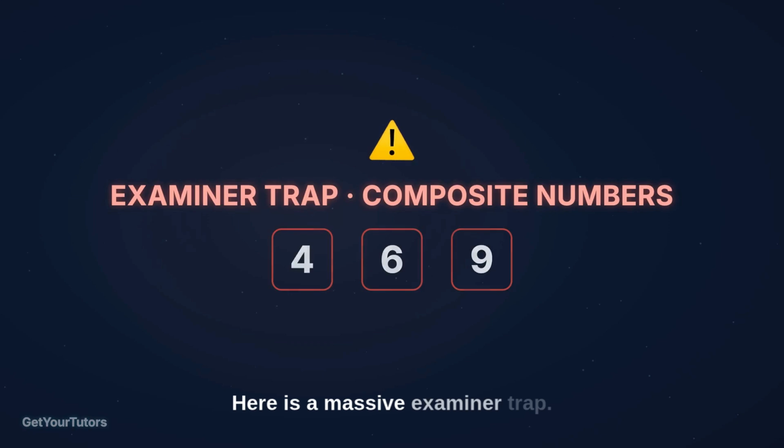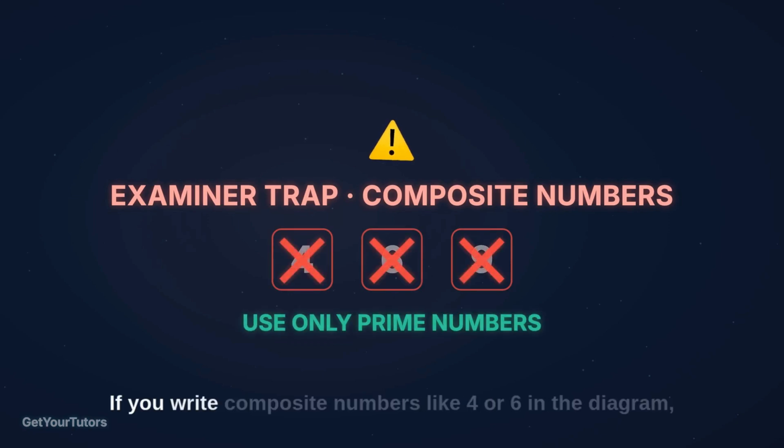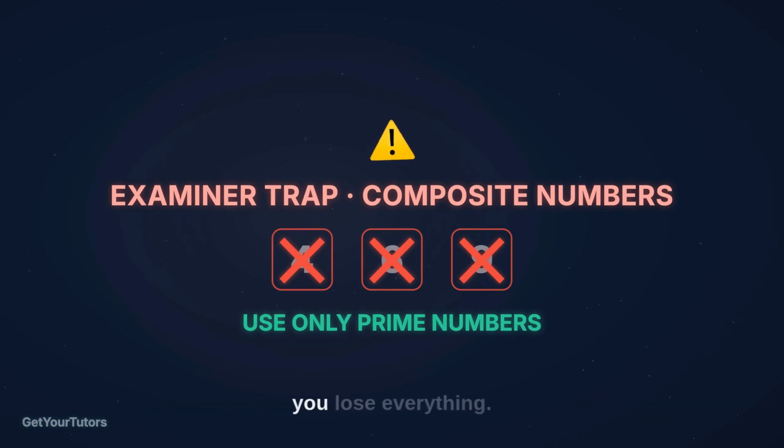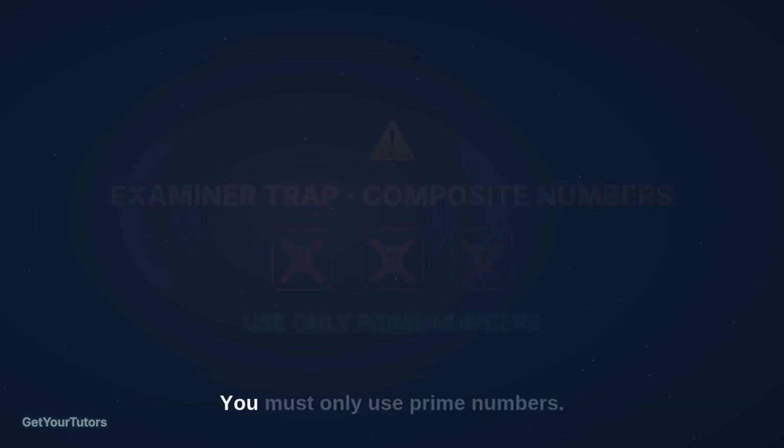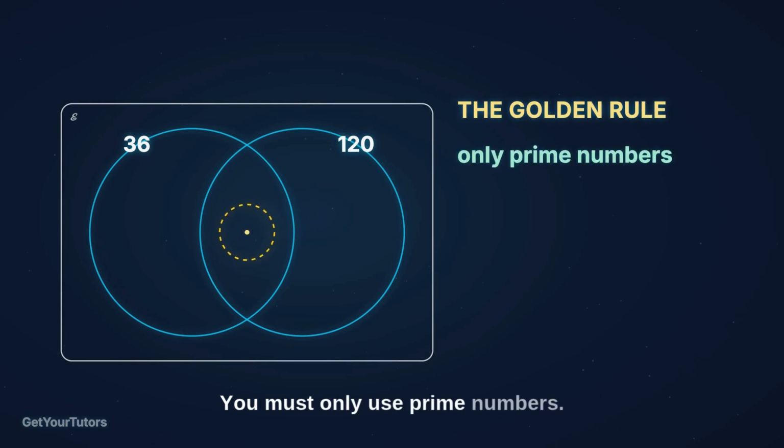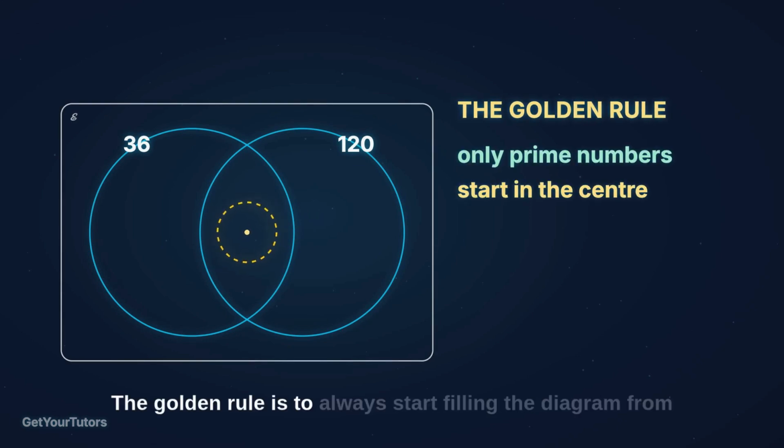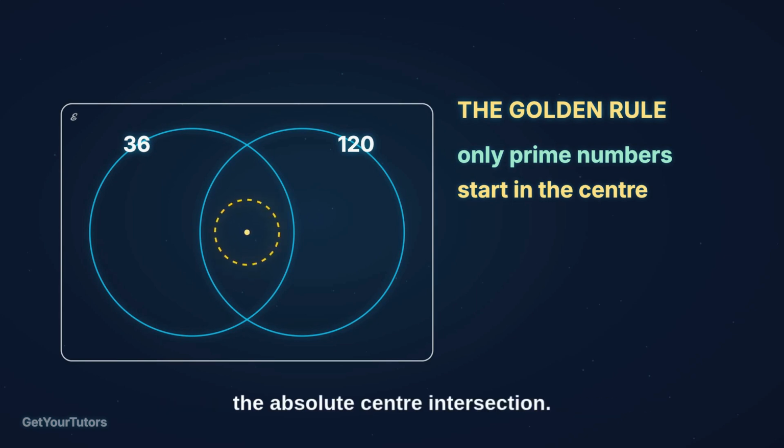Here is a massive examiner trap. If you write composite numbers like 4 or 6 in the diagram, you lose everything. You must only use prime numbers. The golden rule is to always start filling the diagram from the absolute center intersection.